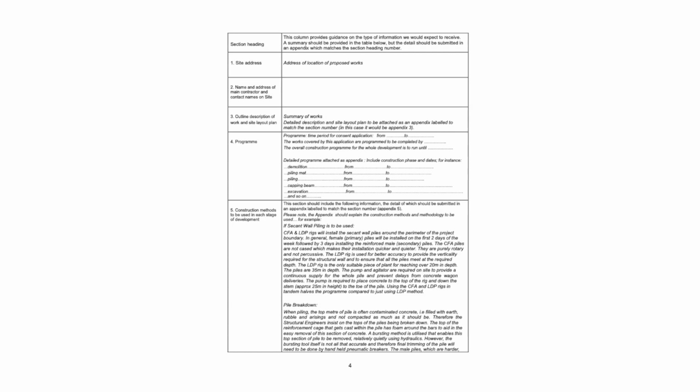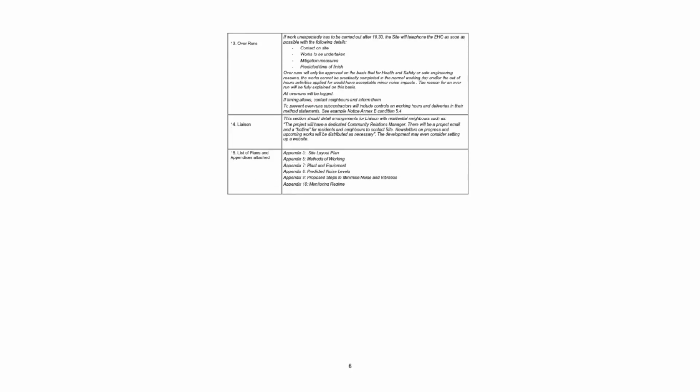The local authority will typically provide guidance notes and a Section 61 application template to help ensure that the correct information is provided, and these should be followed carefully.